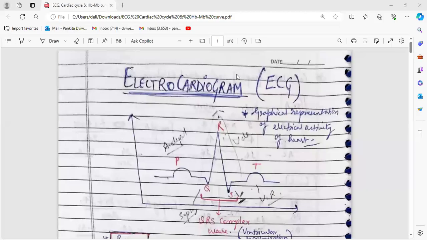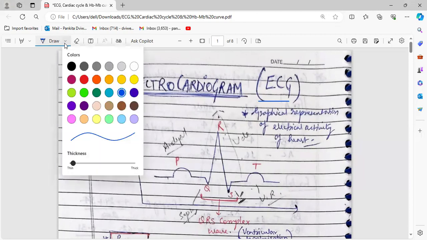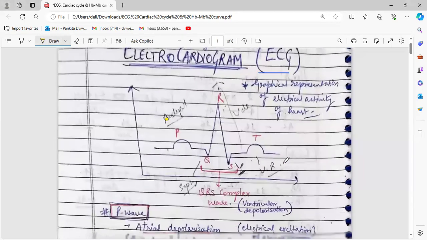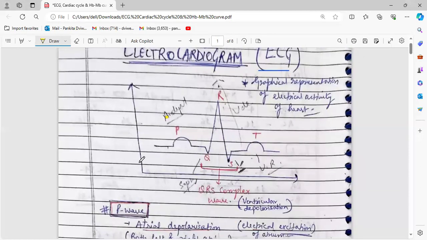So the topic of revision for this video is electrocardiogram, cardiac cycle, and hemoglobin myoglobin curve. So electrocardiogram is also known as ECG in abbreviated form. It is basically a graphical representation of the electrical activity that happens in the heart. This is how the graph goes.